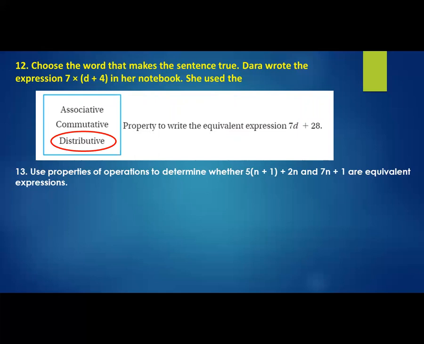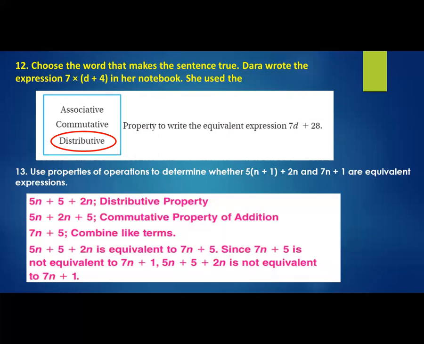Now use the properties of operations to determine whether 5(n plus 1) plus 2n and 7n plus 1 are equivalent expressions. Here you are identifying equivalent expressions. So first we will expand. 5 times (n plus 1) will be 5n plus 5. Then you will add the plus 2n. Then you will use the commutative property and bring the like terms together.